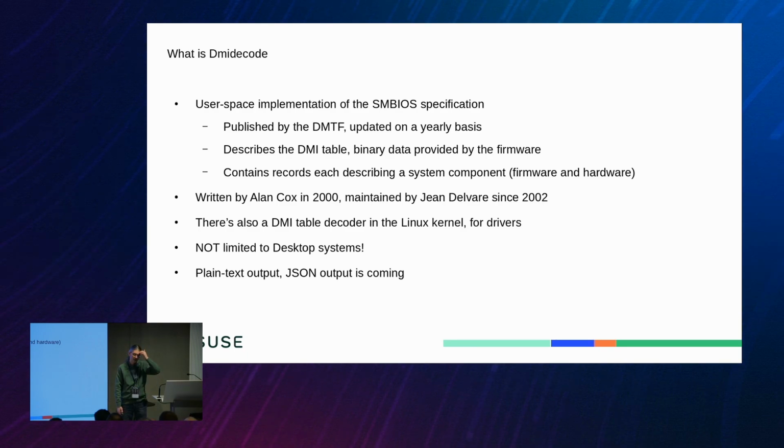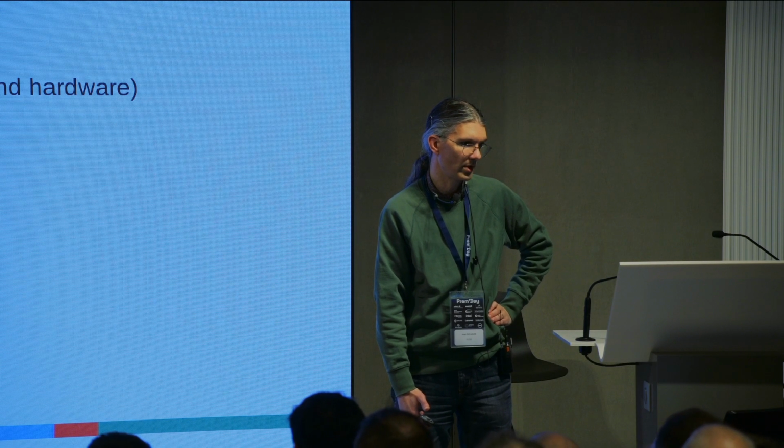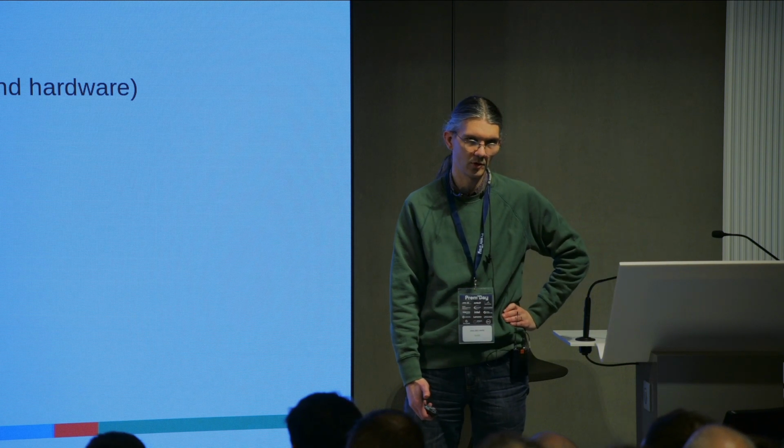The tool was written by Alan Cox in 2000, long ago. It was essentially a proof of concept at the time, and I rewrote most of it afterwards, and I've been maintaining the tool since 2002. There's also a DMI table decoder in the Linux kernel, but it's meant for kernel drivers, while Dmidecode is meant for user space usage.